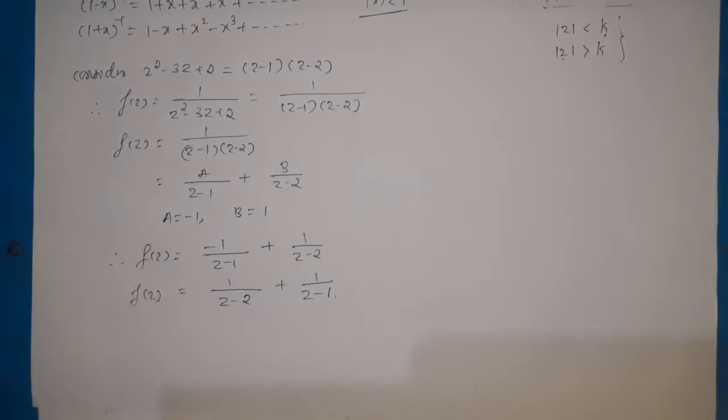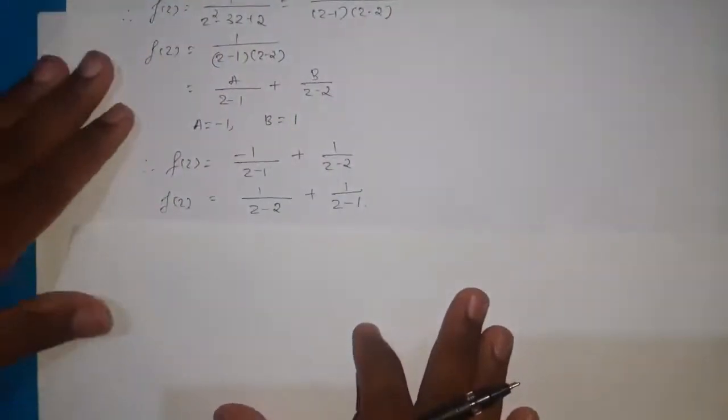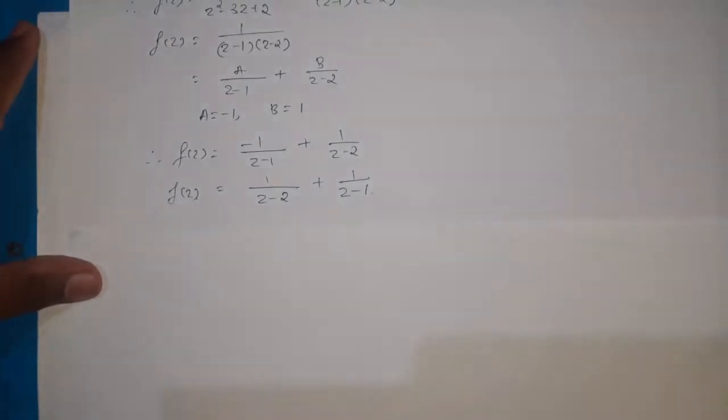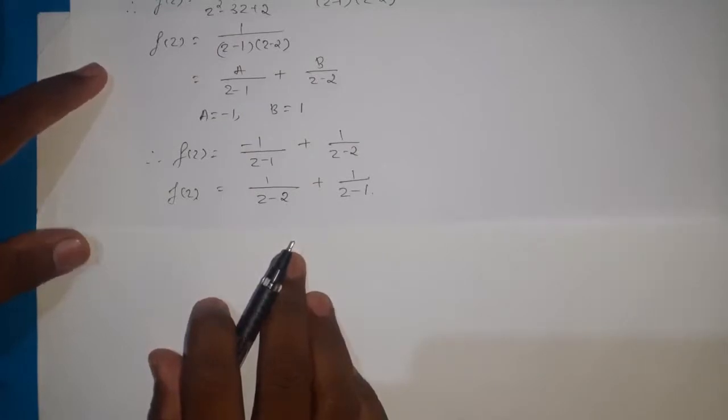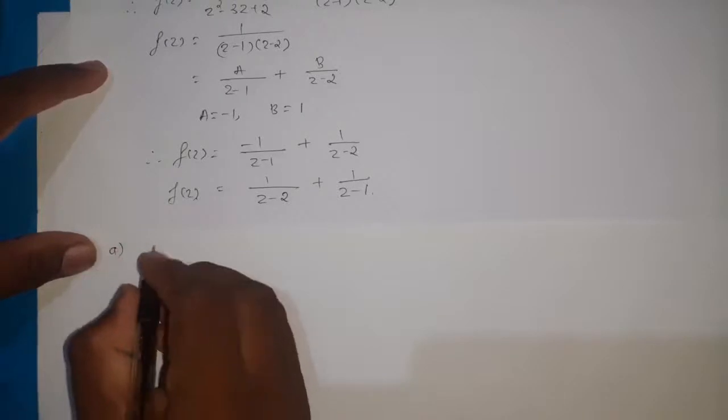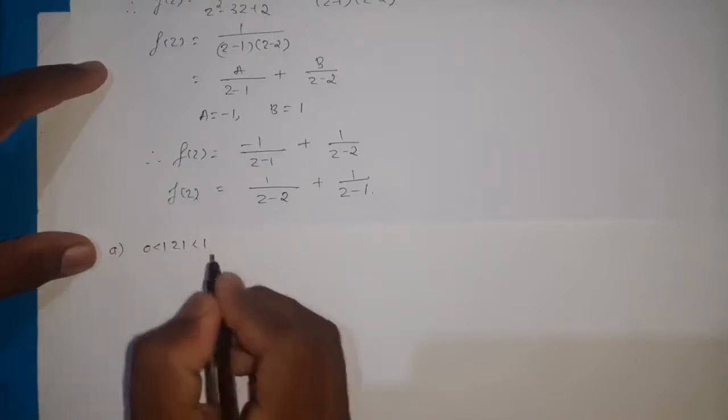So whatever may be the given function, we need to reduce that function to the form of 1 divided by z plus a or 1 divided by z minus a. That means there should be only one linear factor in the denominator of the given function. Then we can expand the Taylor's or Laurent series. Now this is f of z, 1 by z minus 2 plus 1 by z minus 1. Then let us expand this function according to the given regions. The first region given is 0 less than mod z less than 1.